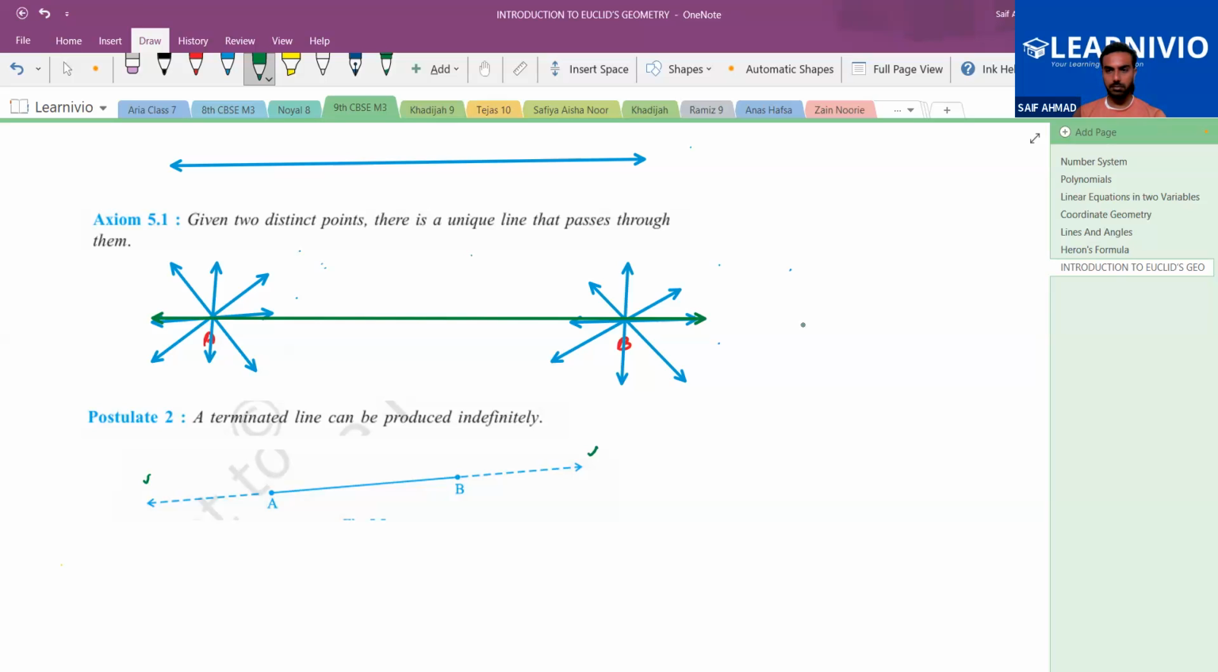Sir, can you tell? I didn't understand. You do not understand the postulate too. This is a terminated line AB. Terminated means it is not produced from anywhere to anywhere. This is a line that can be produced indefinitely.